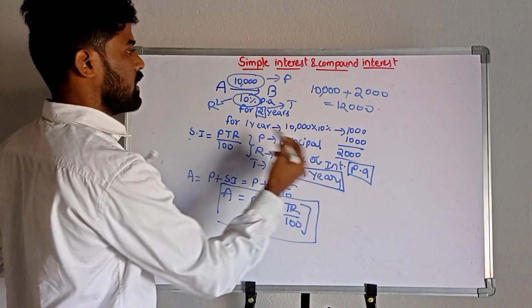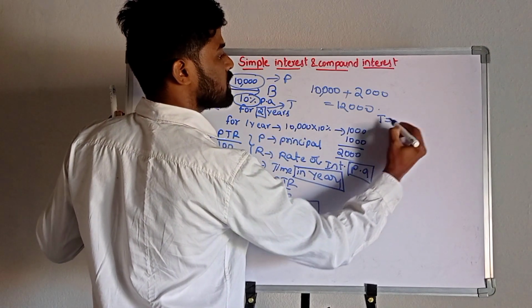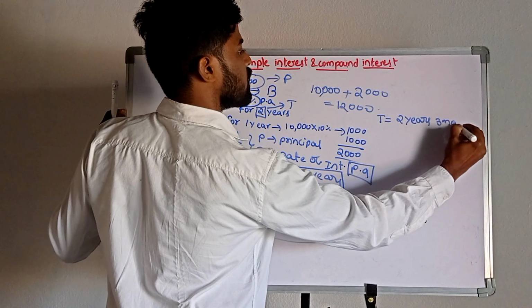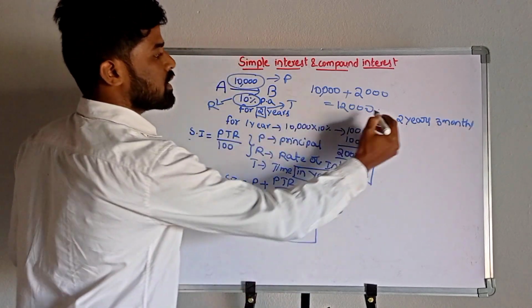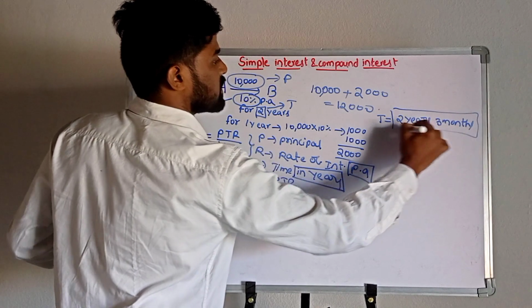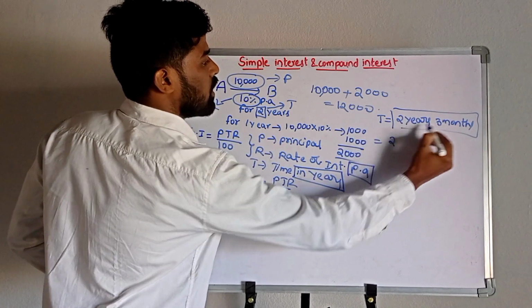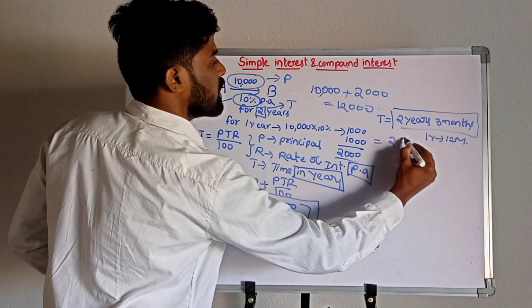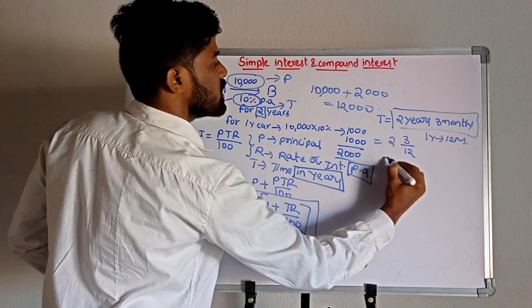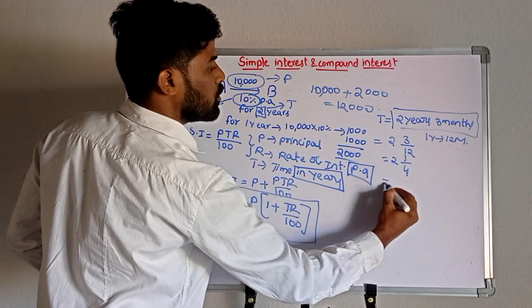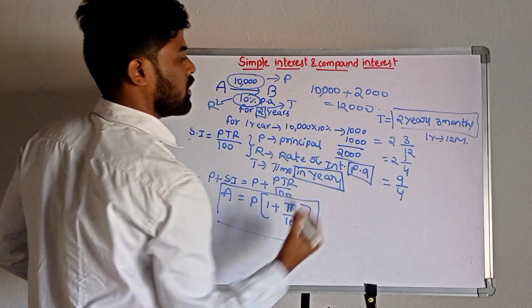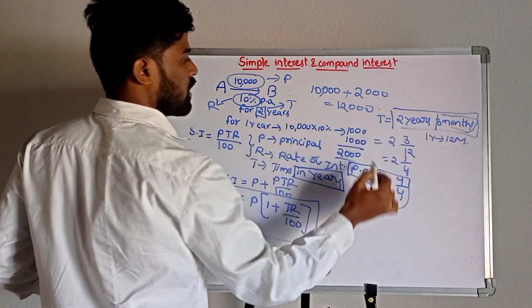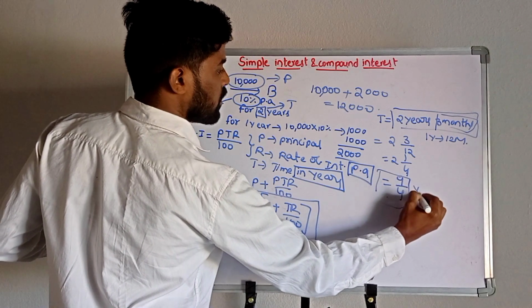Suppose in the question T is given as 2 years 3 months. We first convert T into years, that is 2 years plus 3 months. We know that 1 year consists of 12 months, so this can be written as 2 plus 3 by 12, which is 2 1 by 4, 4 into 2 is 8, 9 by 4. When time is given in months, first we should convert it into years, that is here 9 by 4 years.